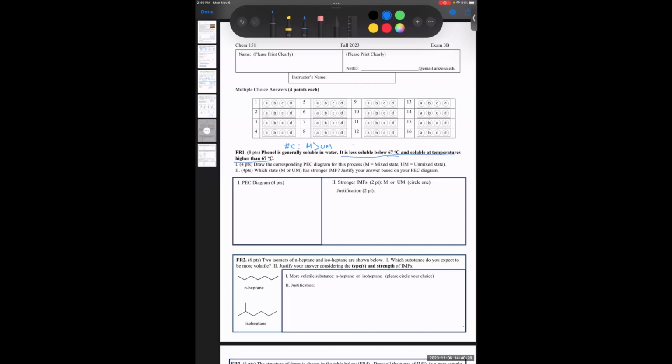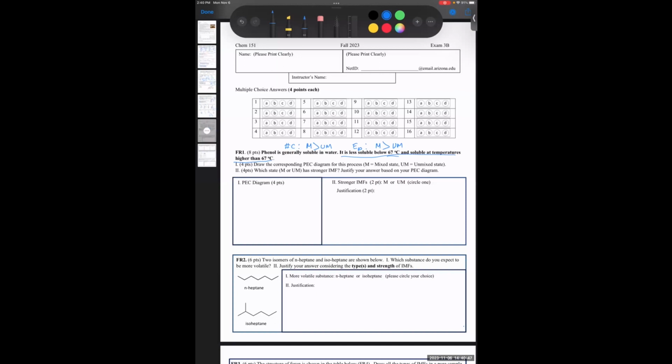Okay, the only way this could happen is if the mixed state is favored at high temperatures. If the mixed state is favored at high temperatures, the mixed state must have a higher potential energy. So potential energy wise, the mixed state should have a higher potential energy than the unmixed state.